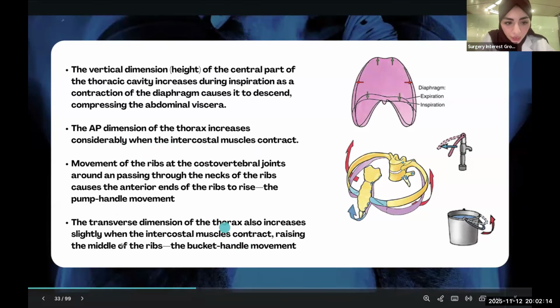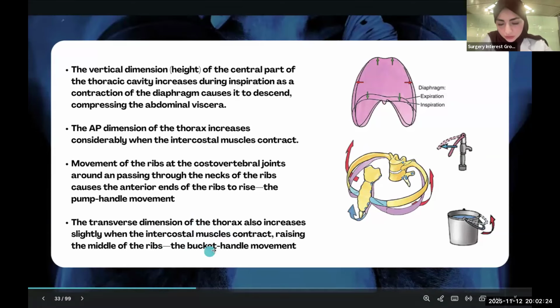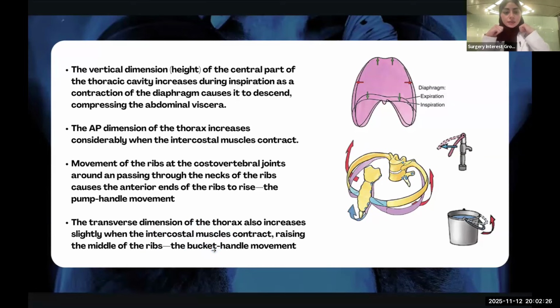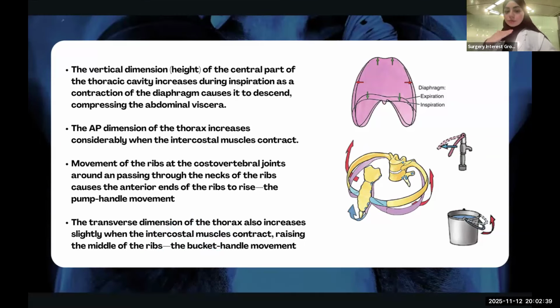Okay? And then the transverse dimension of the thorax is going to increase by the intercostal muscles contracting and the raising of the ribs. And again, we said this is the bucket handle movement, which is basically this. This is the bucket handle movement. And for transverse diameter, I'm talking about this. So this is going to be the bucket handle movement. Now, for the pump handle, it's going to be here, anterior, and it's going to be up and out at the sternum, by the external intercostals pulling the ribs, which pull the sternum, causing the pump handle movement, okay?